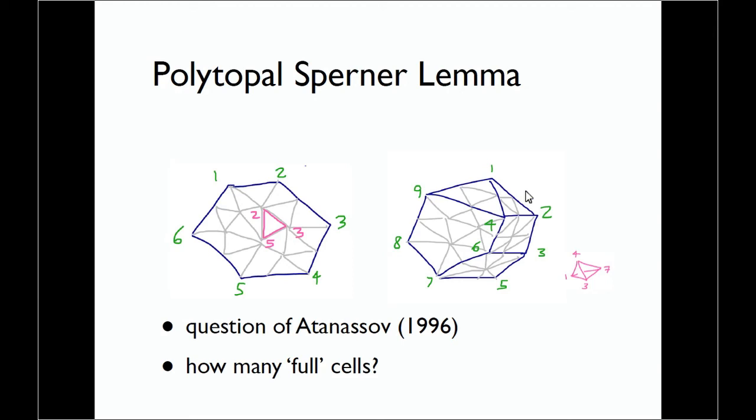You with me? So Atanasov showed that the n-gon, triangulated and labeled this way, must have n minus 2 special cells. I call them full cells, meaning they have all the different labels. The n-gon has n minus 2 full cells. So for a triangle, n minus 2 is 3 minus 2, which is 1. Oh, interesting. And so the question that I asked was, is this true? Atanasov conjectured that it's true for polytopes as well, any dimensional polytopes, except n minus 2 becomes n minus d.